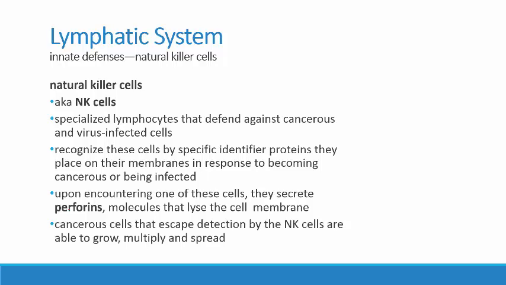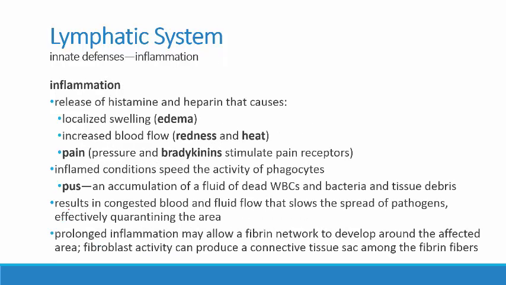Okay, so we have chemical barriers, natural killer cells. Third of the second-line defenses is inflammation. Inflammation is caused when mast cells or other lymphocytes release two kinds of chemicals, a histamine and another chemical called heparin. And we think about four signs and symptoms of inflammation.